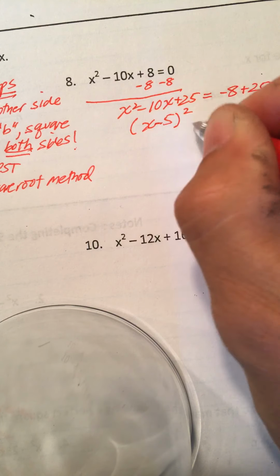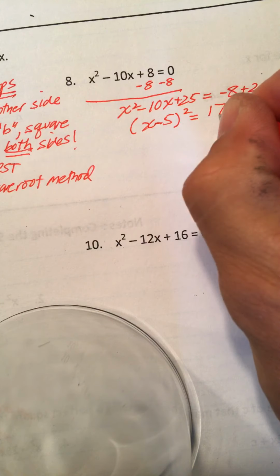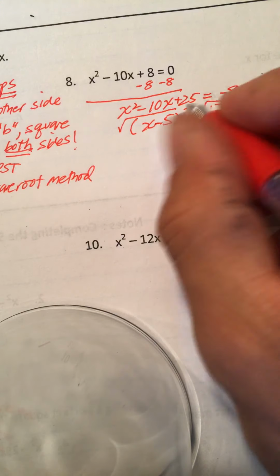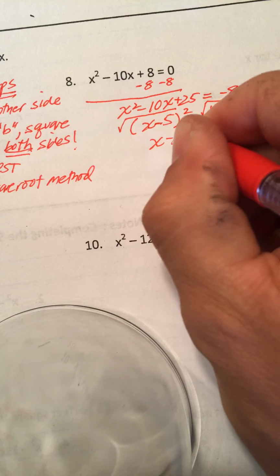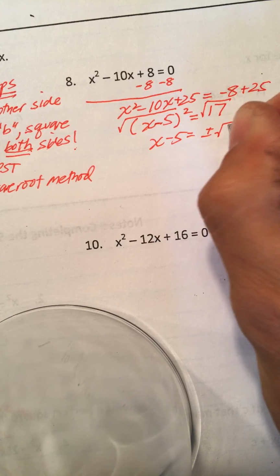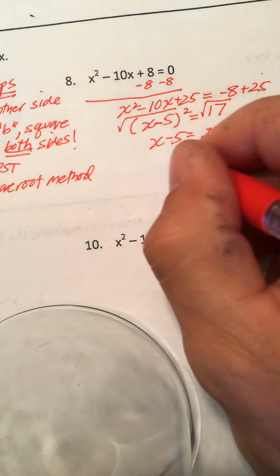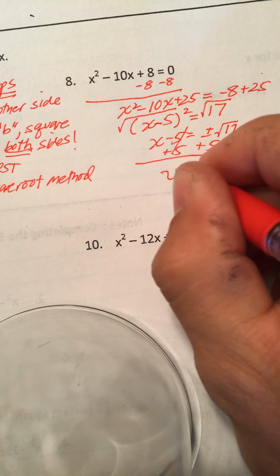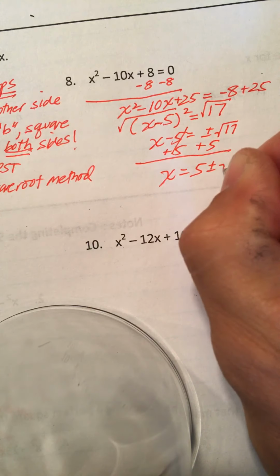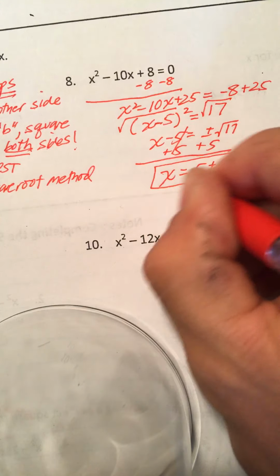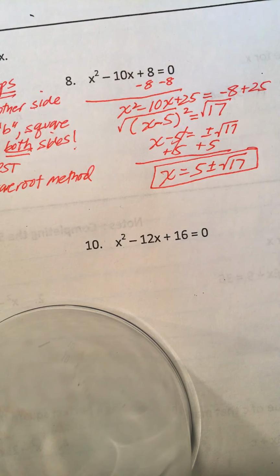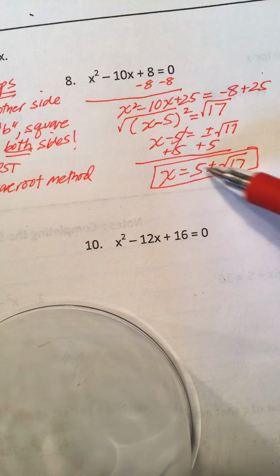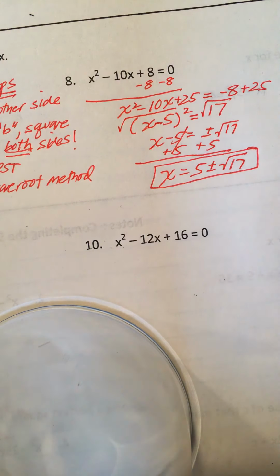It's x minus 5 squared, and that equals 17. And now I'm going to take the square root of both sides. I get x minus 5 equals, don't forget, plus or minus root 17. And then I add 5 to both sides. Okay, and I get x equals 5 plus or minus root 17. And I know we haven't gone over adding and subtracting radicals yet. We will. But I think I said in a previous lesson, you can't add a number and a radical. So we're going to leave that as it is.